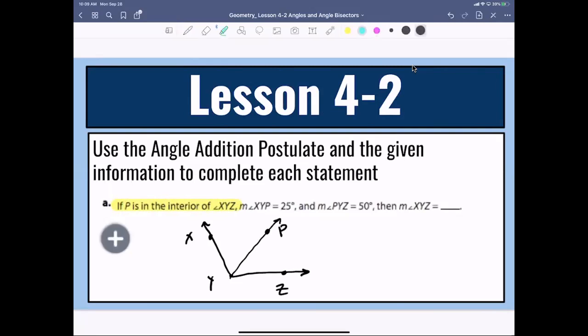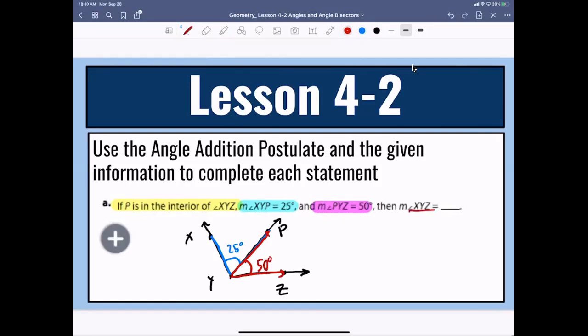The next thing it says is the measure of XYP is 25 degrees. So XYP, this is 25 degrees. The next thing it says is the measure of PYZ is 50. So let's go over PYZ. We're saying this part is 50 degrees. Oops, forgot the zero.